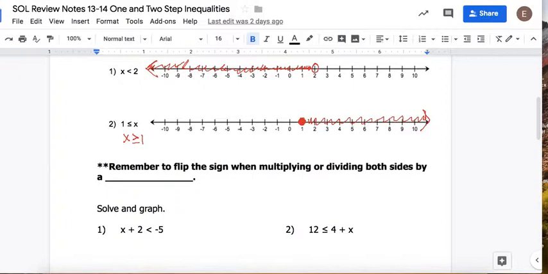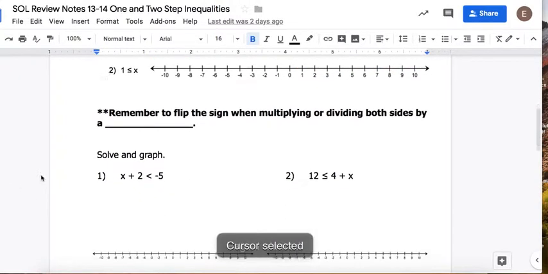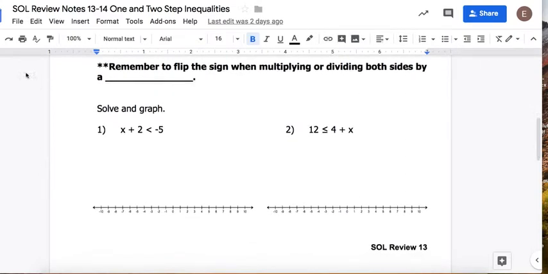So remember, when we're solving inequalities, we have to remember to flip the sign when multiplying or dividing both sides by a negative. So we only flip the sign if we multiply or divide both sides by a negative. And also, the symbol flips around when we read it from the letter. If the letter is on the right side, we read it from the letter, and then it flips the symbol around. Okay, let's look at example number 1.